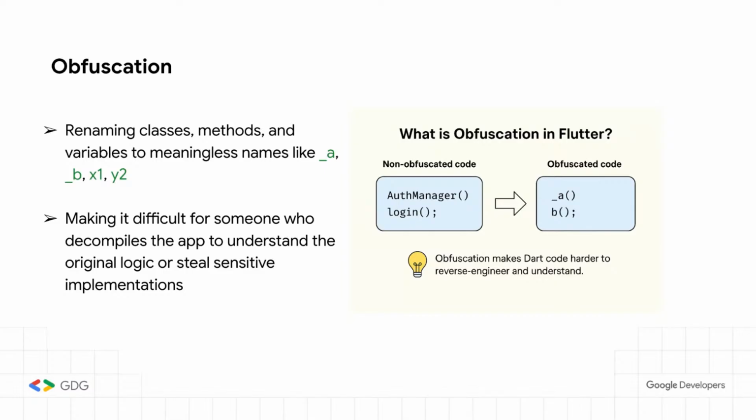And also, even if they manage to reverse engineer, which is very unlikely, it will be difficult for them to understand what exactly is happening in the application, and they will not be able to access your sensitive functionalities or implementations that you have done.